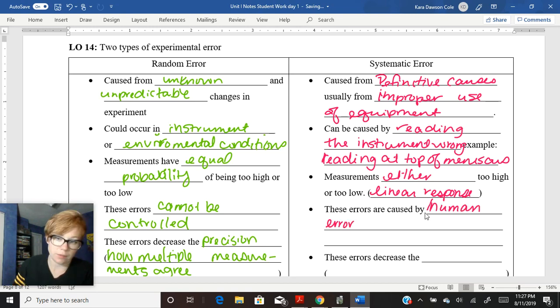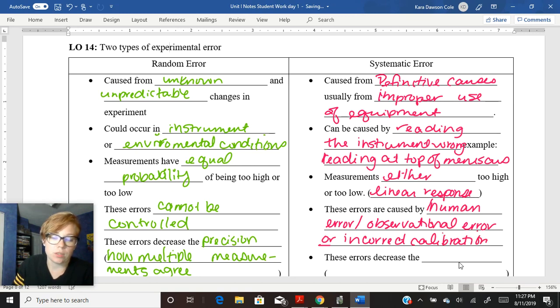These errors can be human error or observational error, even incorrect calibration on the instrument itself. Certain instruments have to be calibrated and that type of thing. So with systematic error, these errors are going to decrease the accuracy, which is how close you are to the true value.